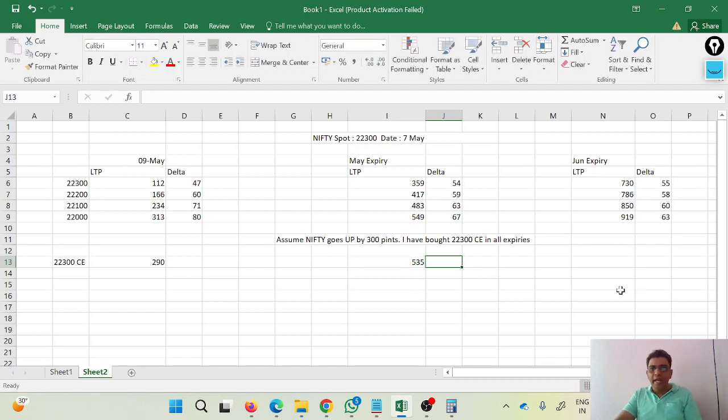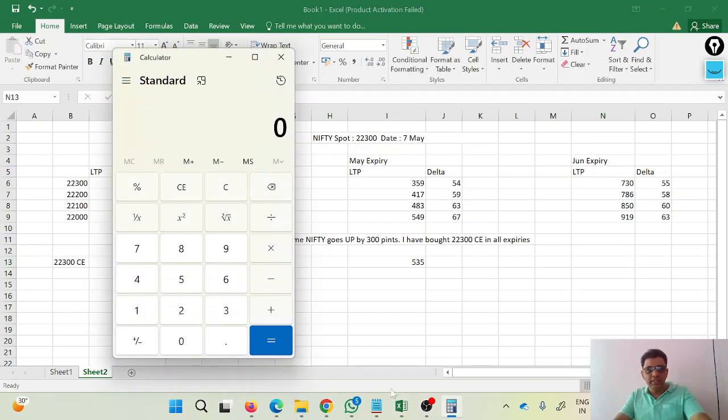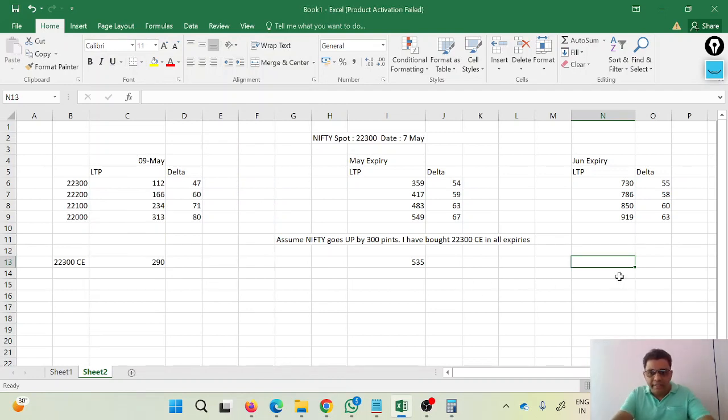535. And for the June expiry, again, we will do the calculation. Its initial value is 730. Once Nifty goes up by 100 points, it will increase by 55. Next time it will increase by 58. And lastly, it will increase by 60 points. So its value will become 903. Roughly, I'm talking about these things.